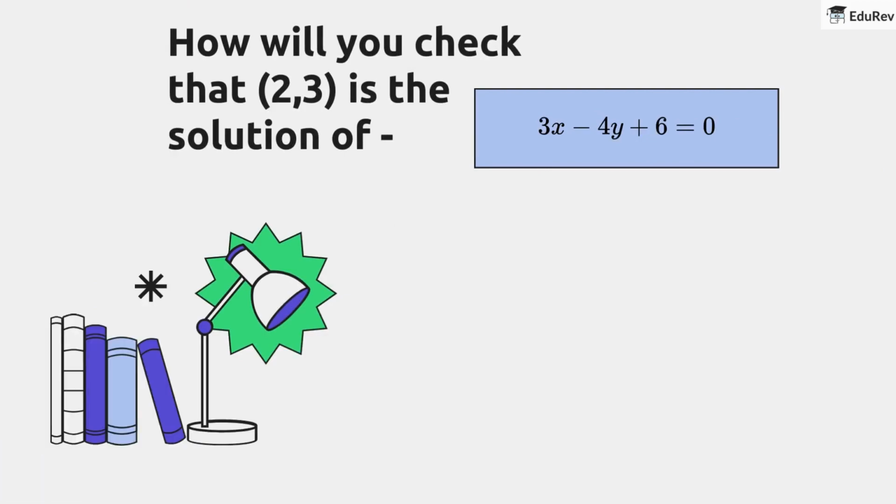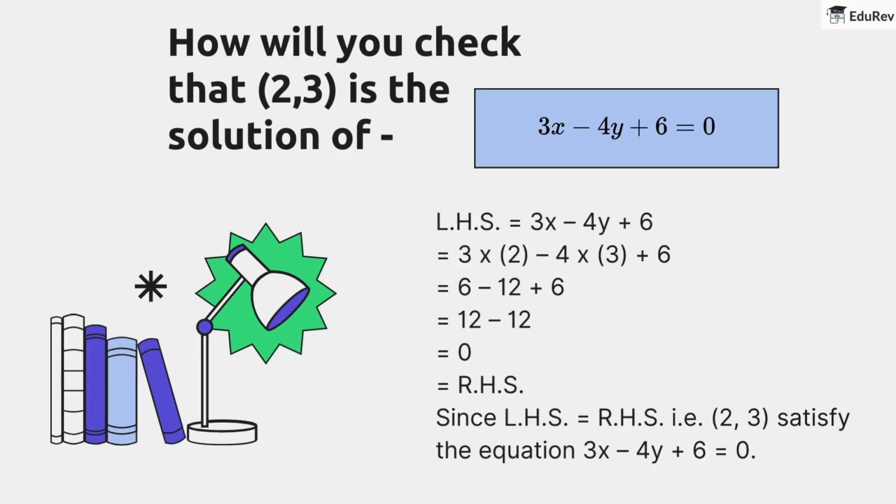Let's check if the ordered pair 2, 3 is a solution for the equation 3x minus 4y plus 6 is equal to 0. We substitute x with 2 and y with 3 in the equation and see if the left-hand side equals the right-hand side. LHS is equal to 3x minus 4y plus 6 is equal to 3 into 2, 4 into 3 plus 6 is equal to 6 minus 12 plus 6 is equal to 12 minus 12 is equal to 0 is equal to RHS. Since LHS is equal to RHS, so 2, 3 satisfy the equation 3x minus 4y plus 6 is equal to 0.